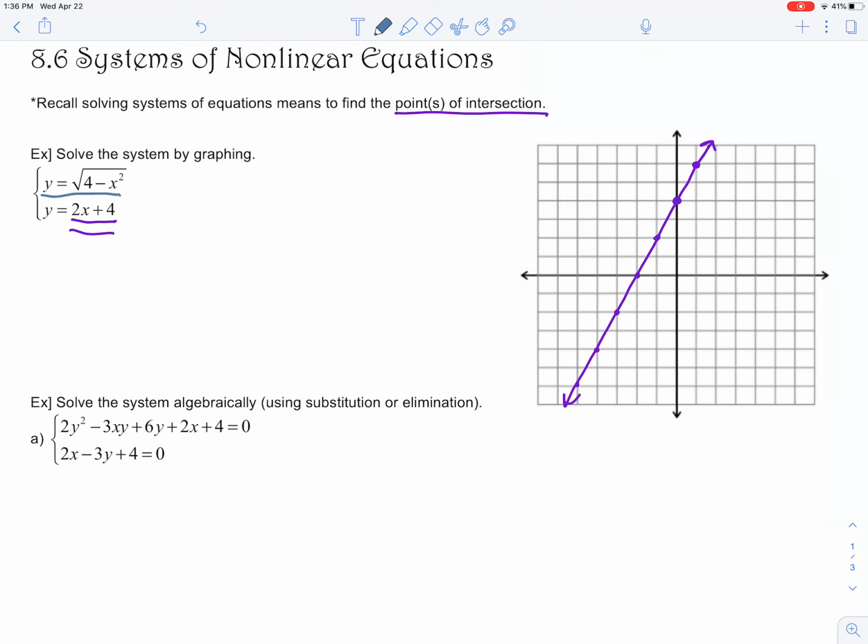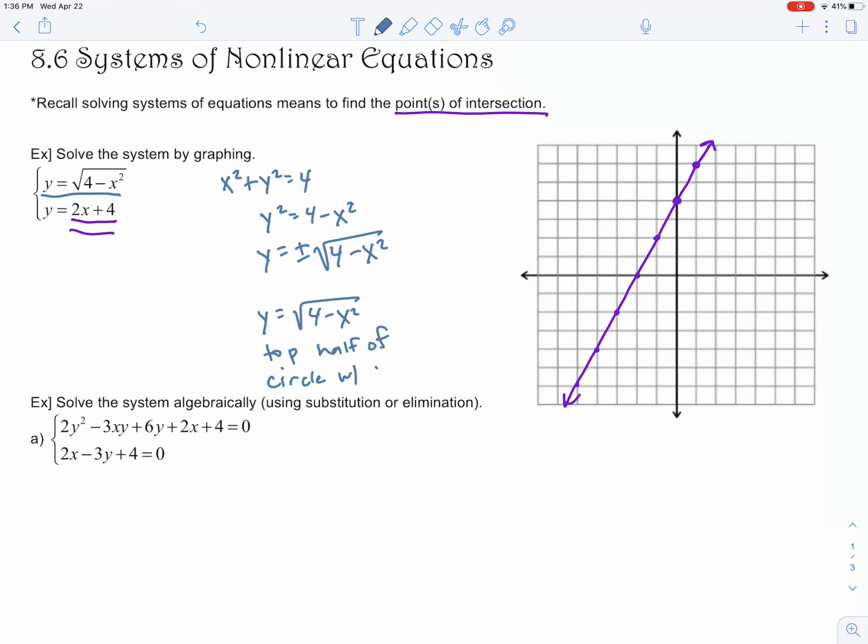And then this next equation, you might not recognize immediately what this is. It's actually the top half of a circle, and let me show you how you can see that. If you have this equation of a circle, this would be a circle centered at the origin with radius 2. So if I solved this for y by subtracting x squared and then taking the square root of both sides, I would get y equals plus or minus the square root of 4 minus x squared. But this one doesn't have the plus or minus, so if it's just the positive version, that would be the top half of the circle. So let me write this down, top half of circle with center the origin, 0, 0, and radius 2.